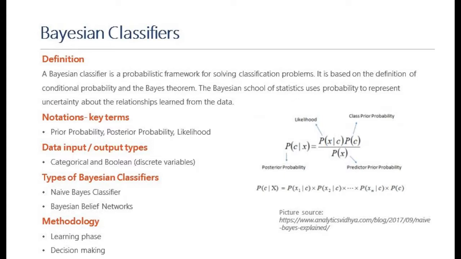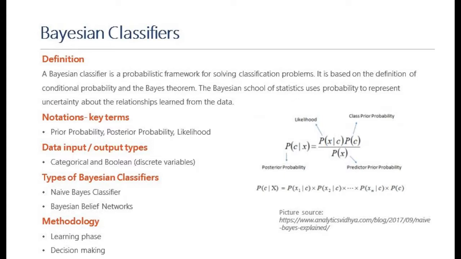In our case, the probability of C given X is the posterior probability of a class C. This class C is our target variable, given predictor X, which is our attributes. The probability of C we'll call the prior probability of a class. The probability of X given C is the likelihood, which is the probability of the predictor given the class. And finally, the probability of X is the prior probability of the predictor.